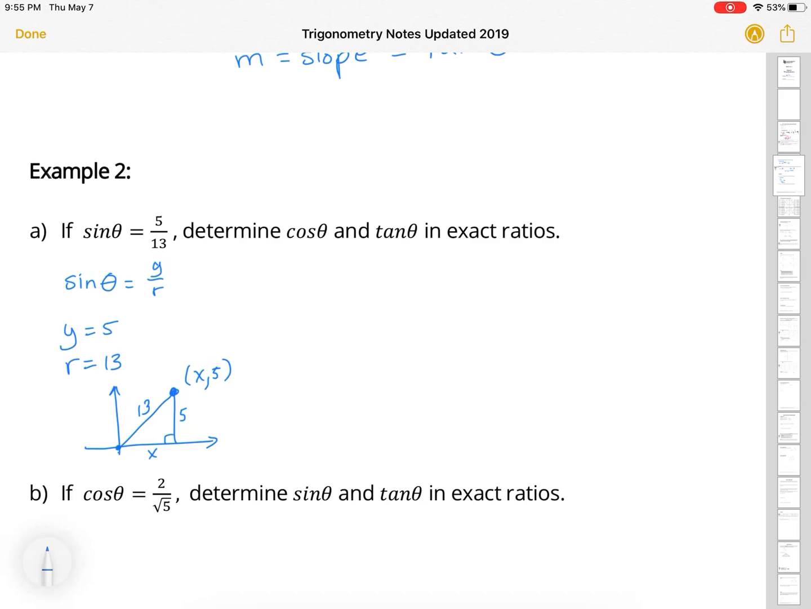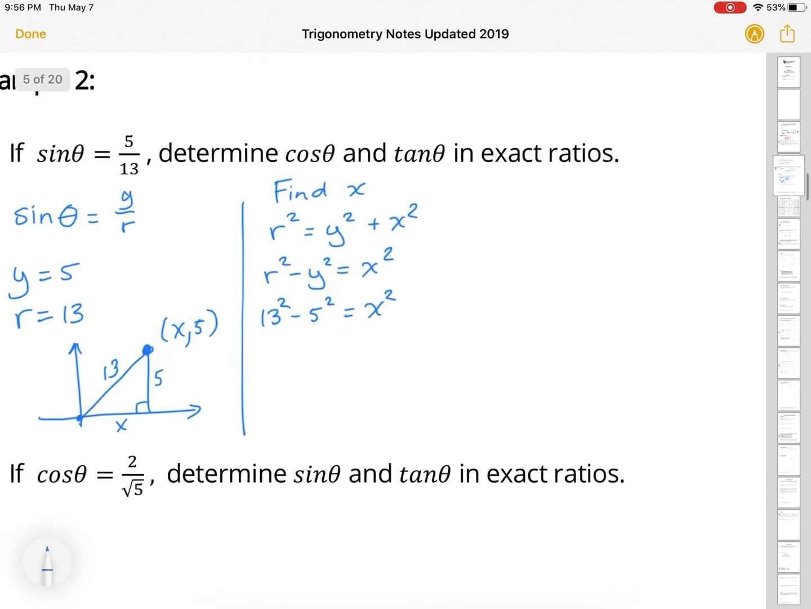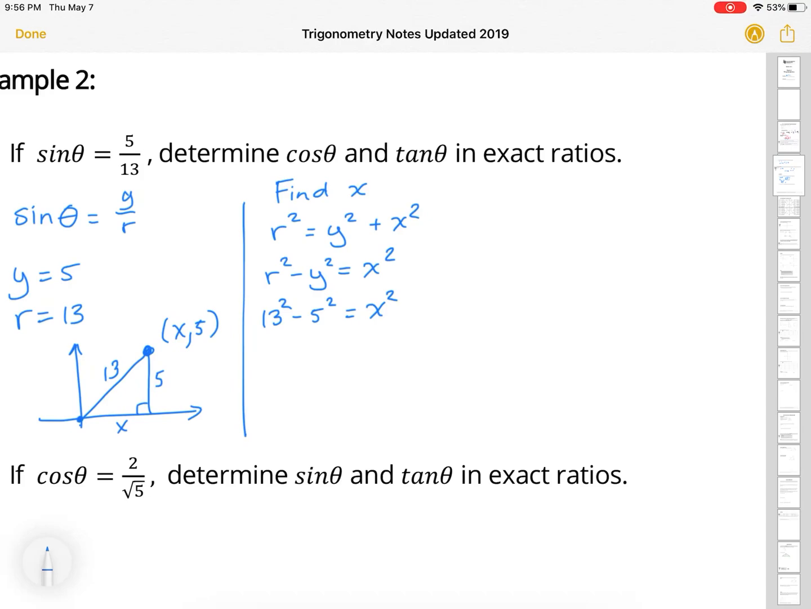So in this triangle, y is 5, and we don't know what x is. So we can use the Pythagorean theorem to figure out what x is, and that's our first step. So find x. Well, r squared is equal to y squared plus x squared. So r squared minus y squared is going to give us x squared. So let's substitute those in. We're going to have 13 squared minus 5 squared is equal to x squared.